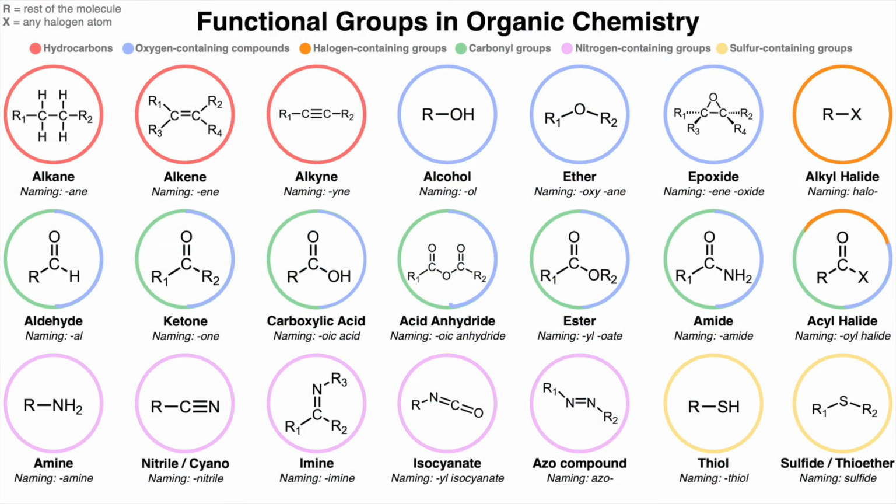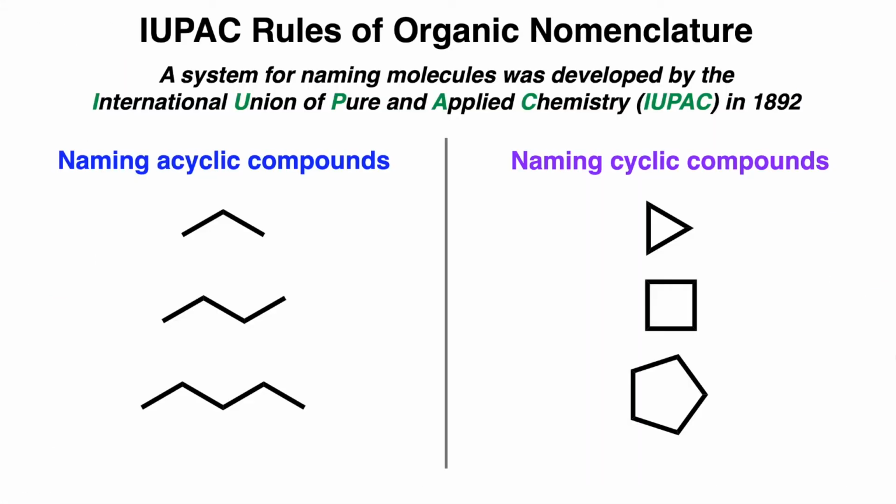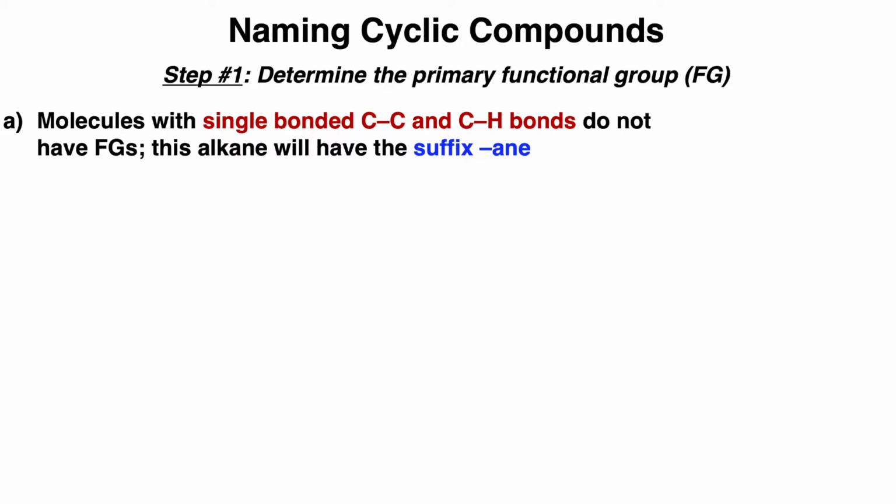So if you watched the video on naming acyclic molecules, this one will just be slightly different to accommodate for cyclic molecules instead. So save both this chart on functional groups and the next chart on functional group priority so we can learn about cyclic molecule nomenclature. The first step of naming a molecule is to determine the primary functional group.